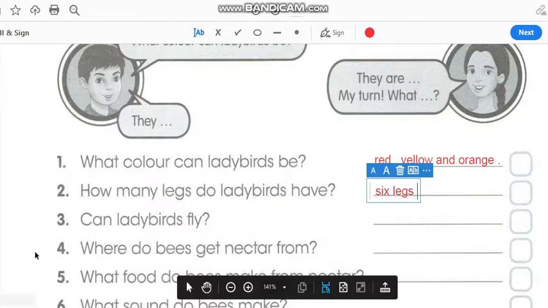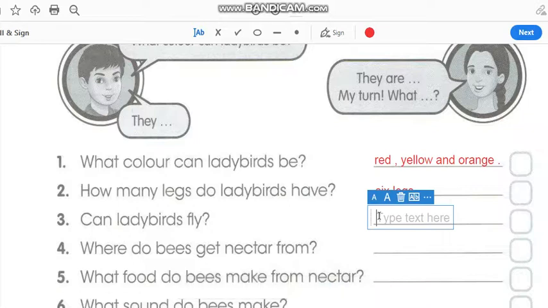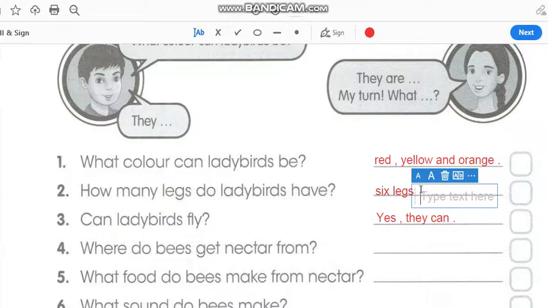Now to number 3. Can ladybirds fly? Yes, they can fly. So the answer is yes. Yes, it can, or yes, they can. Because they are plural, we say yes, they can. Don't forget to put a full stop.